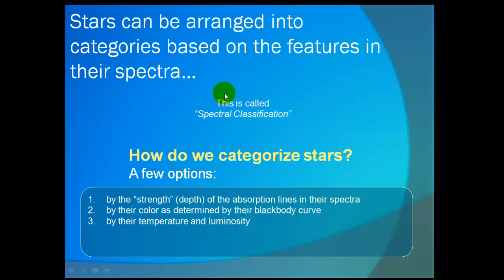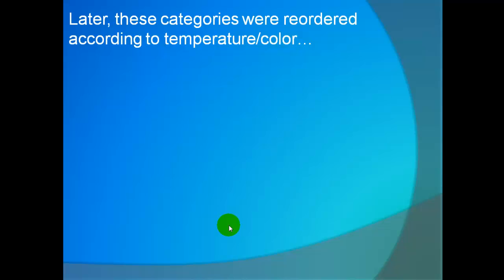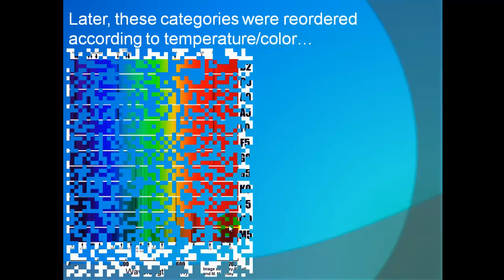Stars can be arranged into categories according to the features on the spectrum. Spectral classification. We look at the lines, we find the absorption lines, we look at their brightnesses at different frequencies, different wavelengths, so we can determine their temperature from the black body curve. And from that temperature we can work out the luminosity, we can work out the distances as well. So we're going to look at these categories of stars.